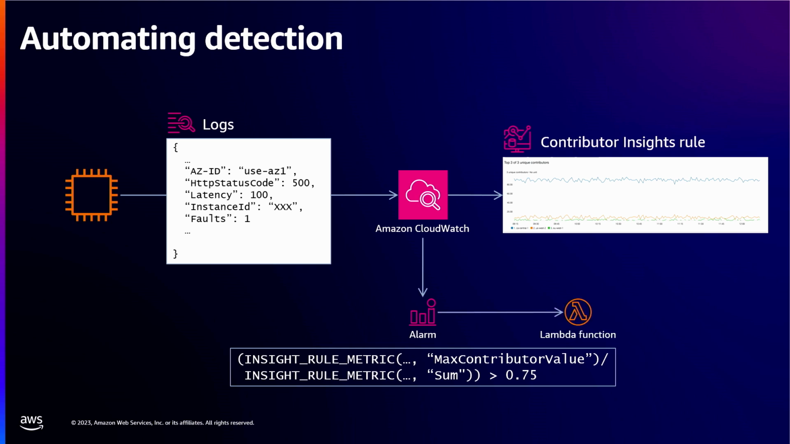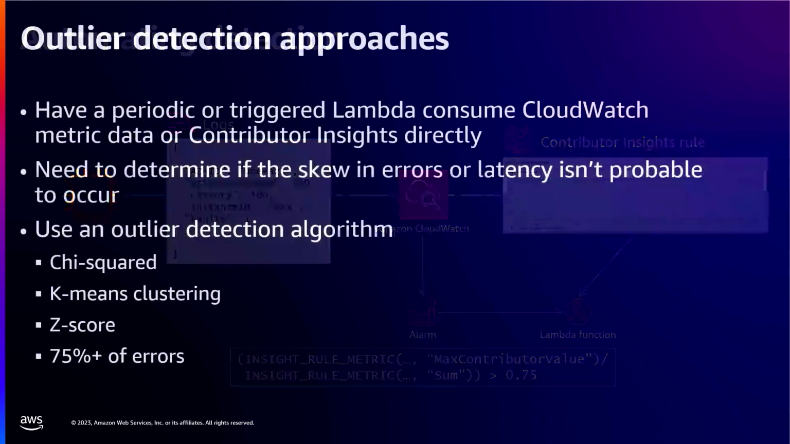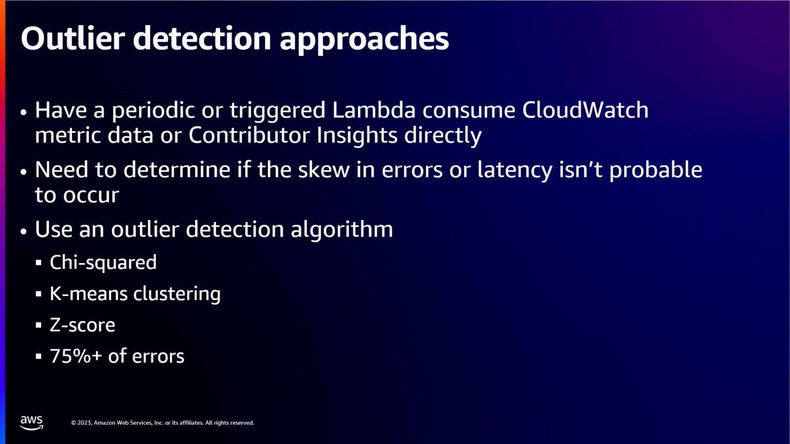Or we can just have a Lambda function that periodically looks at the Contributor Insights data, say, once a minute on a scheduled event. I just go and look at the Contributor Insights data and say, hey, is somebody responsible for 75% of my errors? And so what we're really doing here is outlier detection. We're trying to find an outlier in our system based on their error rate. It could also be based on latency, right? It could be whatever statistic, whatever KPI is important to your system to identify if something is going wrong.